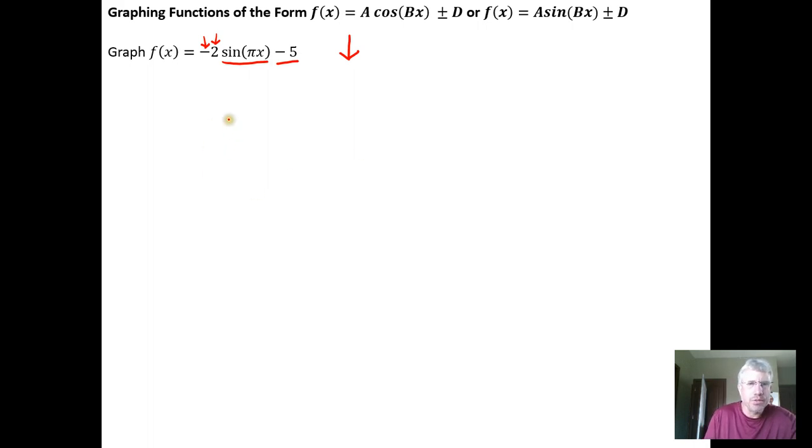its midline. So to draw this, I'm going to draw myself my vertical axis. So here's my f of x axis. I know that I'm going to be translated down 5 units, so I'm going to establish a midline that is lower than I ultimately want to draw in my x-axis, and I'm not going to worry about drawing my x-axis yet. And I know this midline is at -5 units.